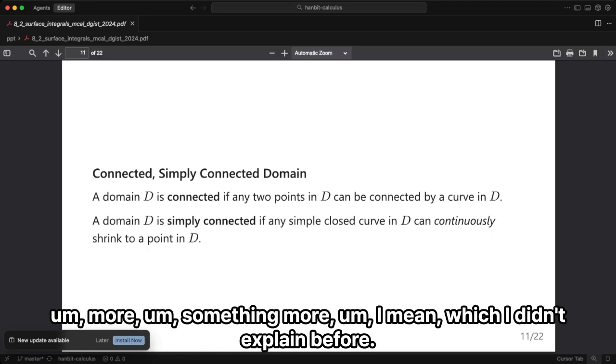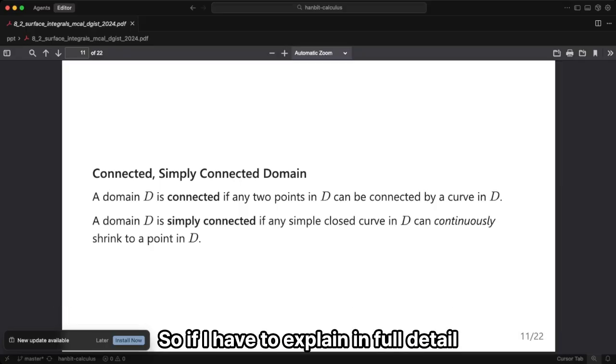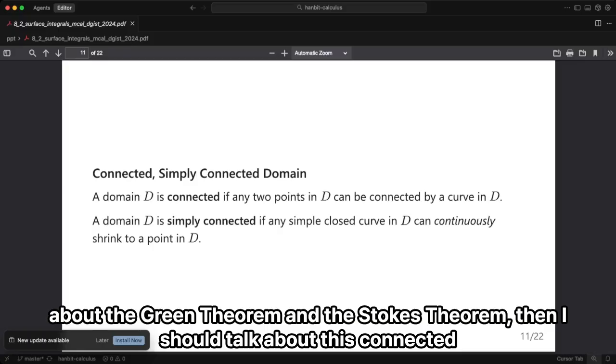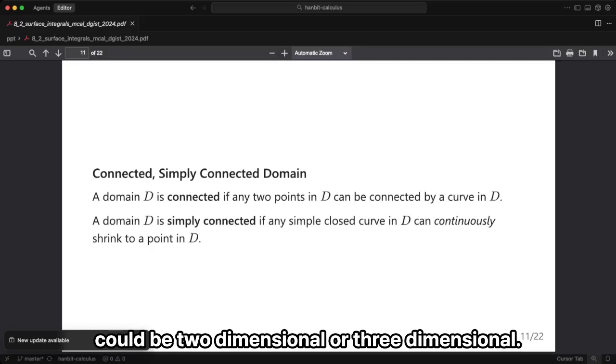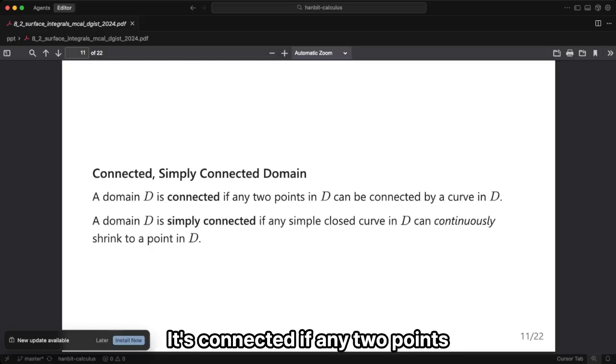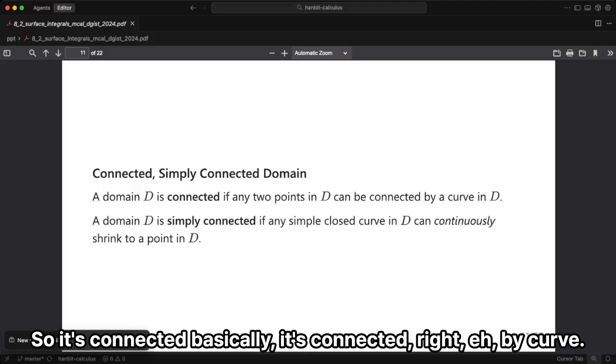All right. So I think I need to talk about something more, which I didn't explain before. If I have to explain in full detail the Green theorem and the Stokes theorem, then I should talk about connected and simply connected domains. Here the domain D could be 2-dimensional or 3-dimensional. It's connected if any 2 points can be connected by a curve.